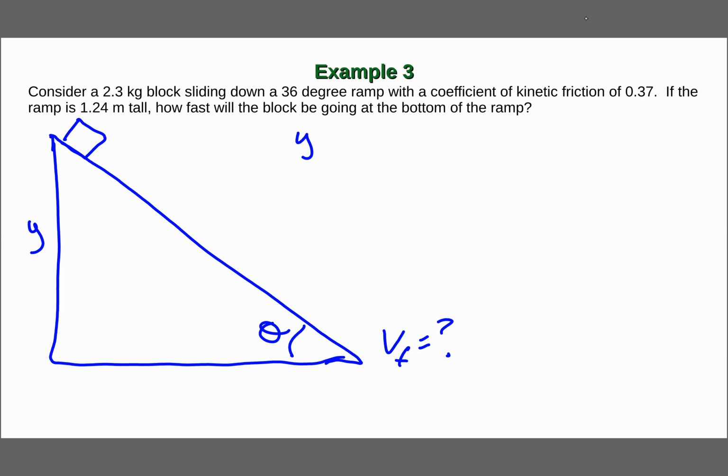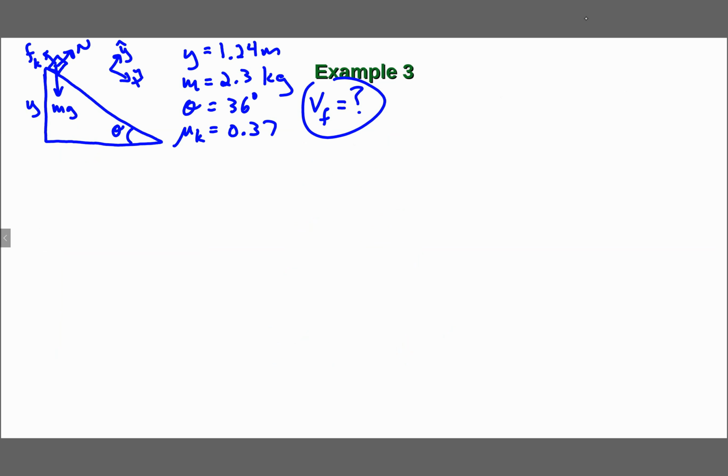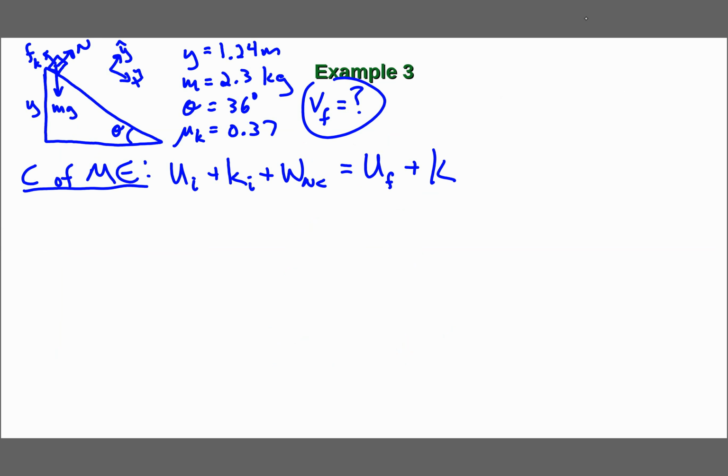Okay, so y equals 1.24, m equals 2.3 kilograms, theta equals 36 degrees, and mu sub k equals 0.37. Okay, so we're going to solve this one with conservation of mechanical energy. Ui plus Ki plus W_nc equals Uf plus Kf.